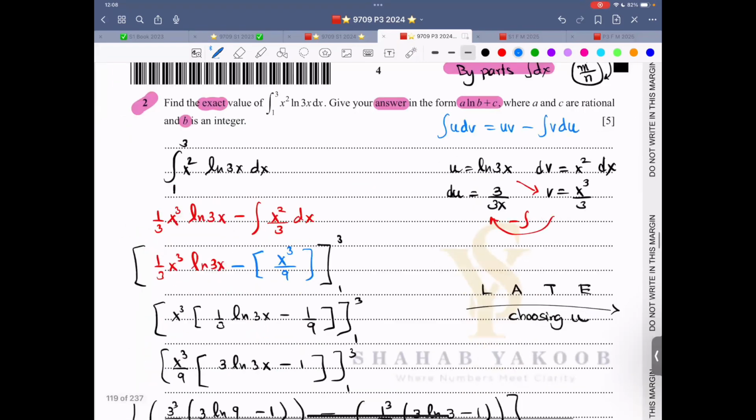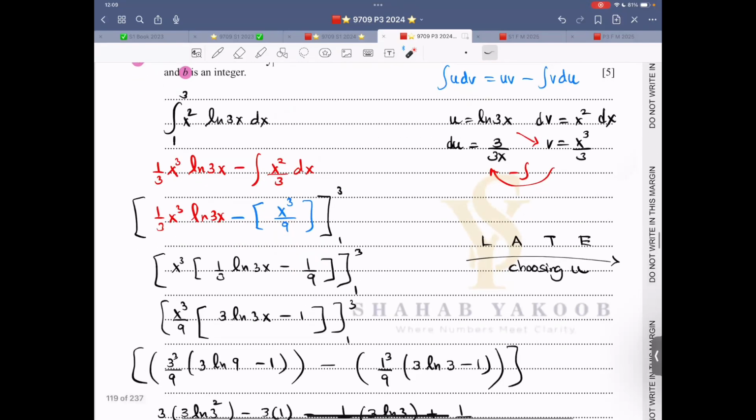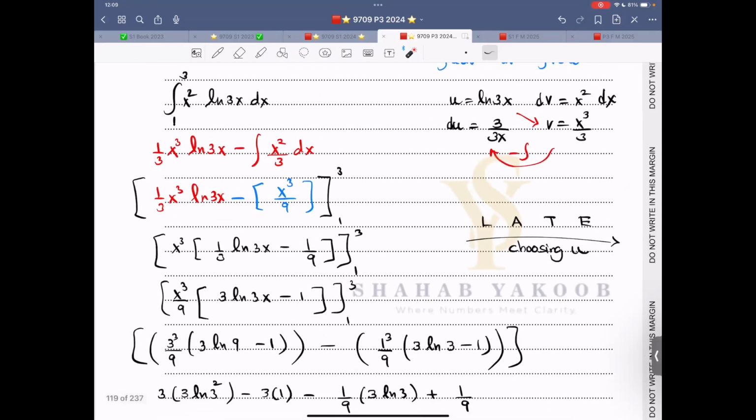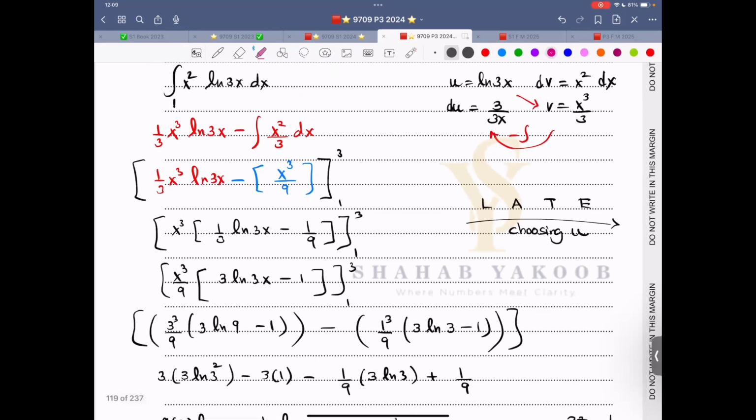And that is exactly what is done over here. uv minus integral v du. So this is u, this is v, that's right over here. Minus integral, multiply these two and simplify. So this is x cubed over x, that is x squared over 3. That is basic integration. The power increases by 1. So this becomes x cubed, 3 before and 3 after. The product is 9.